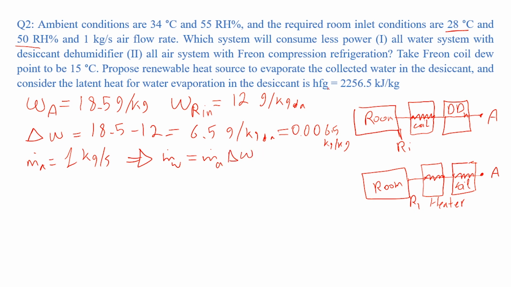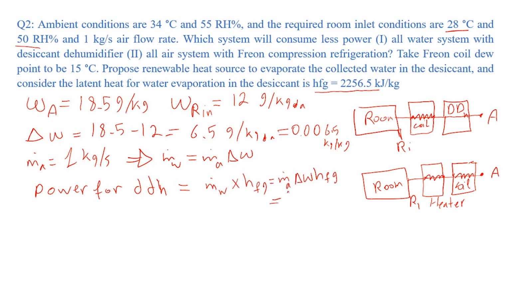For the desiccant regenerator, we are given the latent heat HFG equals 2256.5 kilojoule per kilogram. So we can calculate how much thermal power is needed for the regeneration of the desiccant dehumidifier, which is the mass flow rate of water multiplied by HFG, which gives us 14.67 kilowatt. Note that this heating power can be taken from renewable resources such as biomass or solar heating panels.